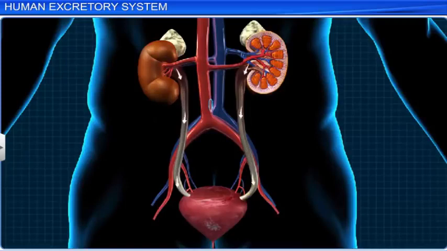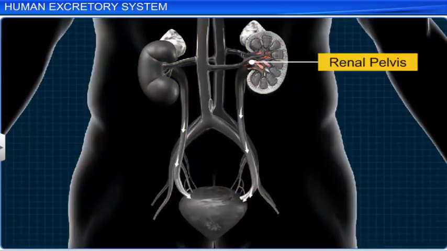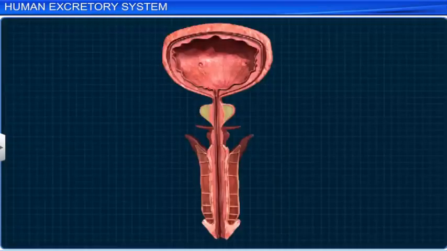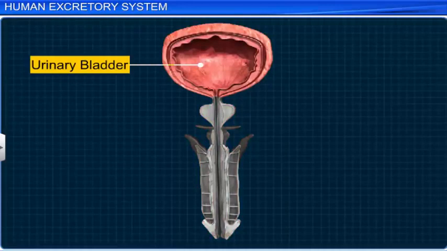Each ureter is about 25 centimeters long and carries urine from the pelvis of the kidneys to the urinary bladder. The urinary bladder is a hollow, muscular and elastic organ that temporarily stores urine till it is released from the body.